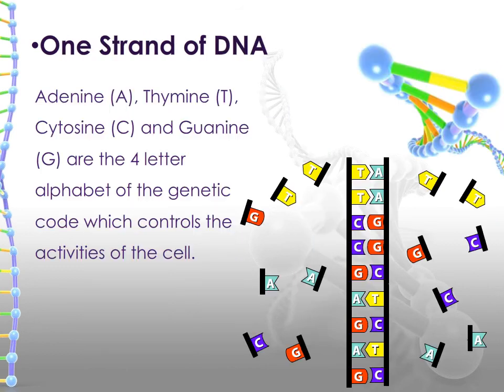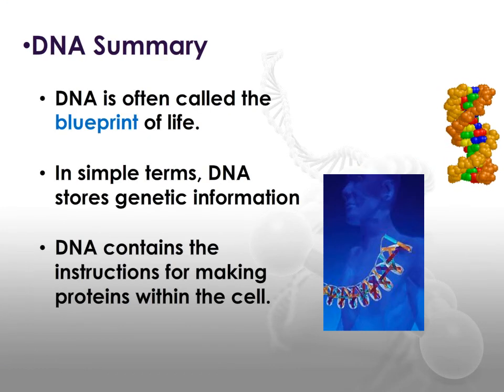pair up. One strand of DNA is made up of adenine, thymine, cytosine, and guanine. These are the 4-letter alphabet that make up our genetic code and control the activities of our cells. Remember, as a summary, DNA is our blueprint. It tells our cells what we're supposed to look like, sound like, and even somewhat what we should act like. They also contain instructions on how our cells make proteins, an essential part of our cells' lives.